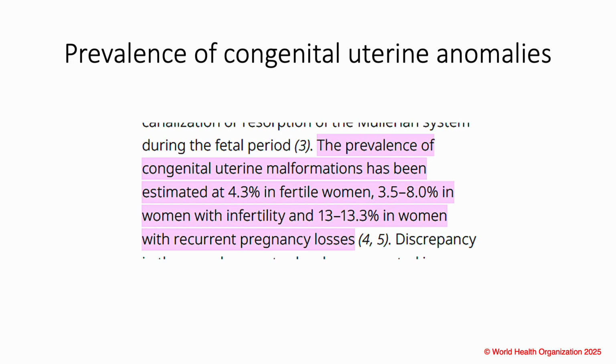Prevalence of congenital uterine anomalies is around 4% in fertile women, but in women with infertility it is around 3.5 to 8%, while in women with recurrent pregnancy loss it is around 13%. Okay, so the highest prevalence of congenital uterine anomalies is in the women with recurrent pregnancy loss.